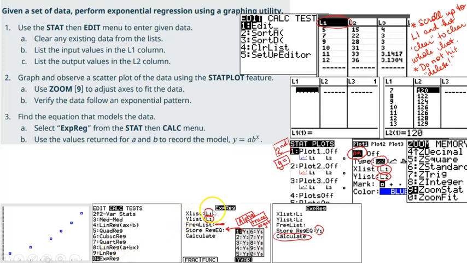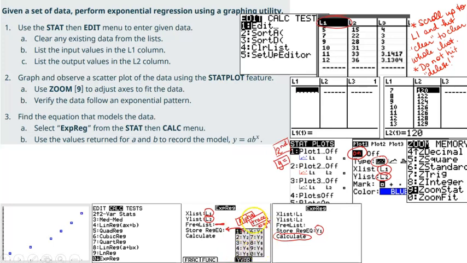This is probably set already this way by default, but our x list would be list 1, our y list would be list 2. We're going to leave our frequency blank. And when it calculates my equation, I want it to go ahead and put it in y equals for me so I don't have to type it in. So right here where it says store regression equation, I want to tell it to store it in y1. And so I'm going to do alpha trace. So the alpha button and then the trace button.